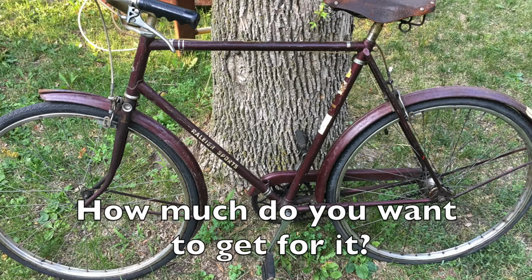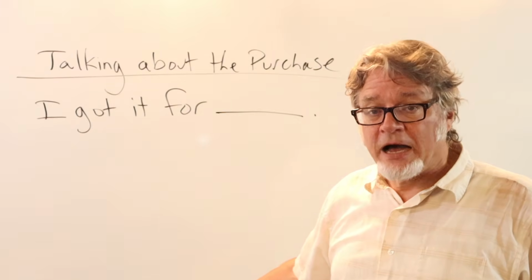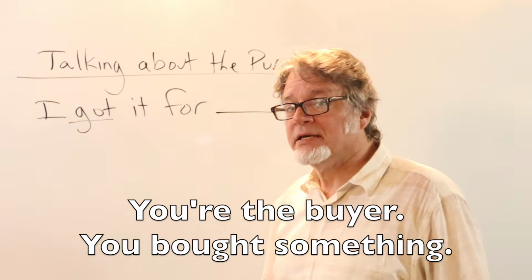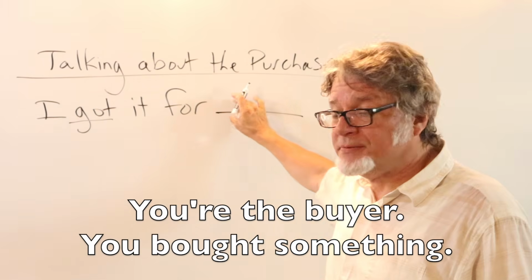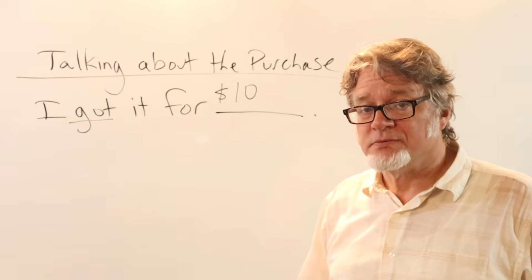When you talk about the purchase after you buy something, you're going to use the past tense for the verb get. I got it for, and then here's the dollar amount. I got it for $10.